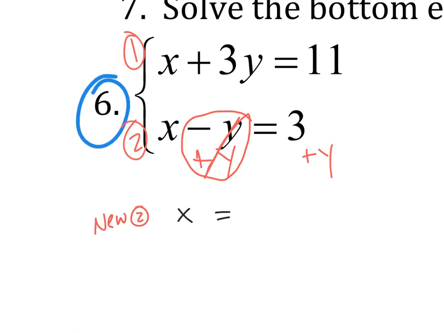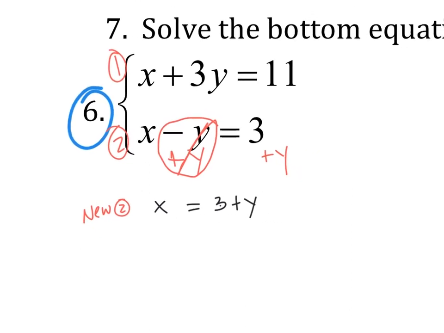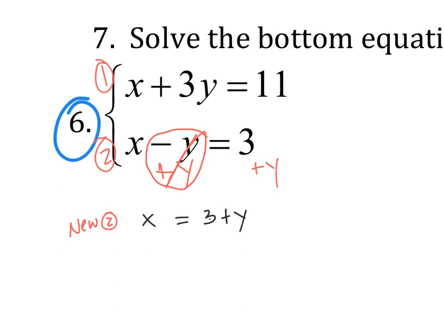You want x equal or y equals. On the right side of the equation you have 3 plus y. So I'm going to write 3 plus y on the right side. Okay, so now we need to rewrite equation number 1. So here's our new equation 1.